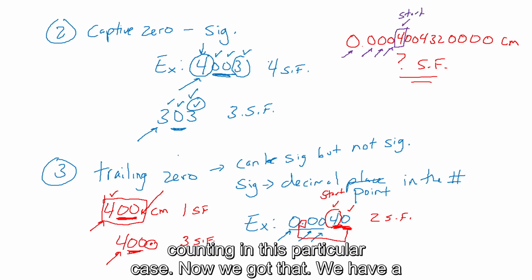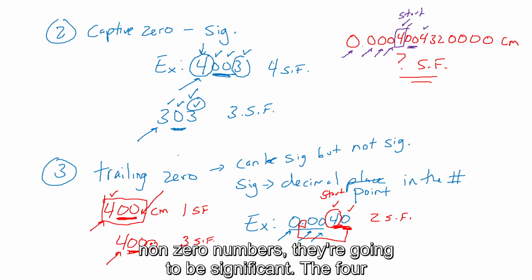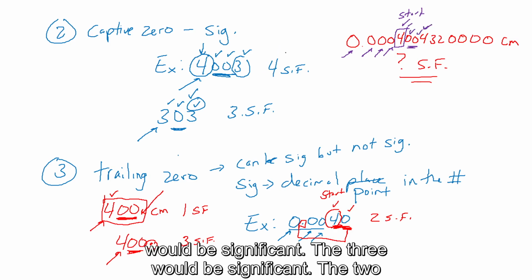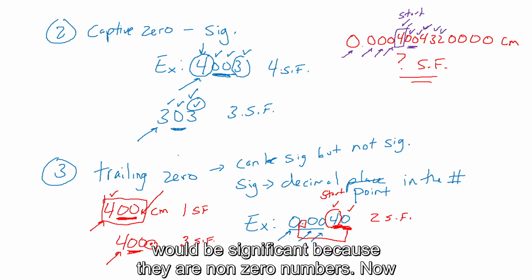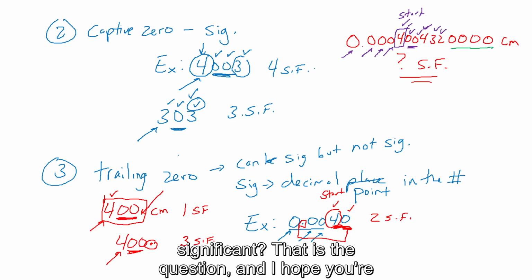Now we have a couple of zeros that are trapped between two non-zero numbers. They're going to be significant. The 4 would be significant. The 3 would be significant. The 2 would be significant because they are non-zero numbers. Now what's left in this number is the zeros at the end. Are they significant? That is the question.